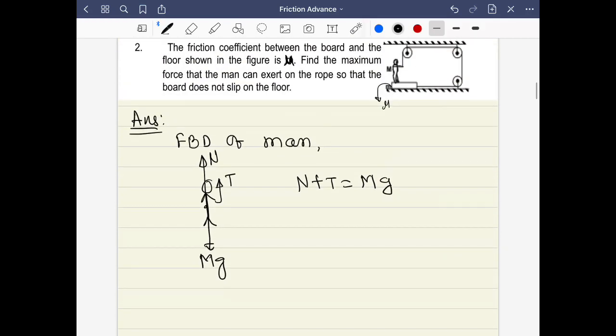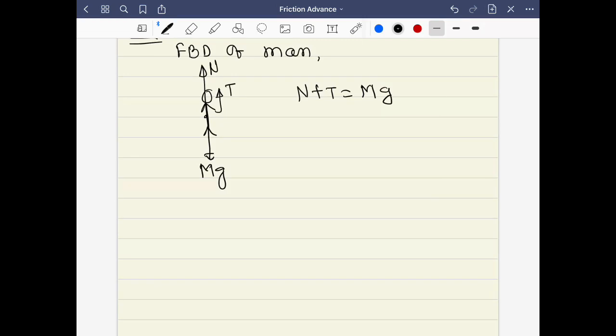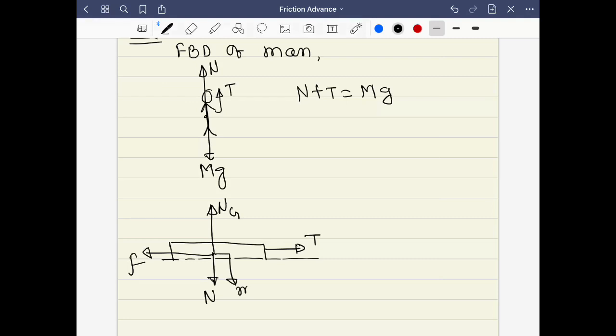Now I can draw the FBD of this board. So I'll just draw the FBD of board. It will be like this. This is the board which we have, and this is the floor which we have. On this is the tension T we have, and the frictional force in this direction. Then the normal reaction from the ground, normal reaction from the man, and small mg is there, right? These many forces are acting on this board, right?